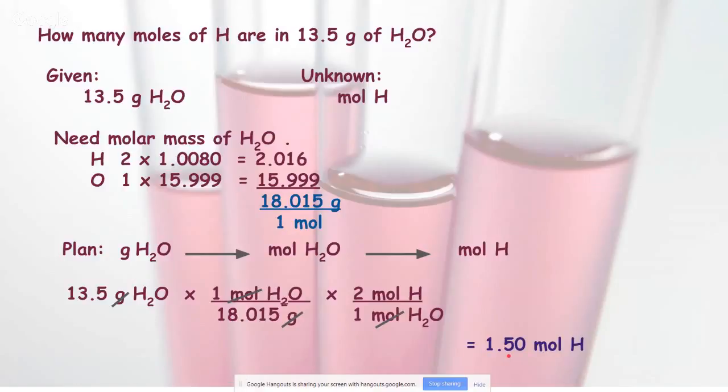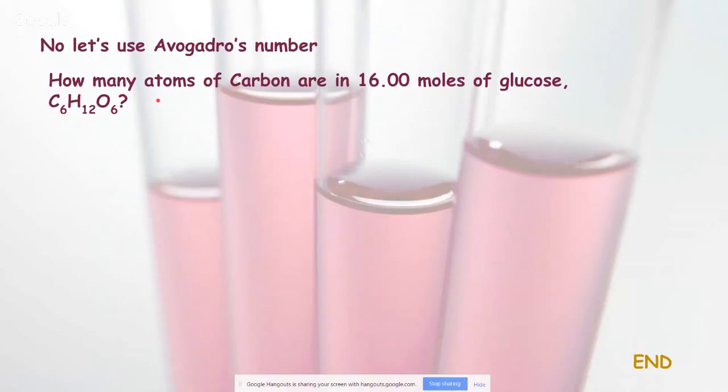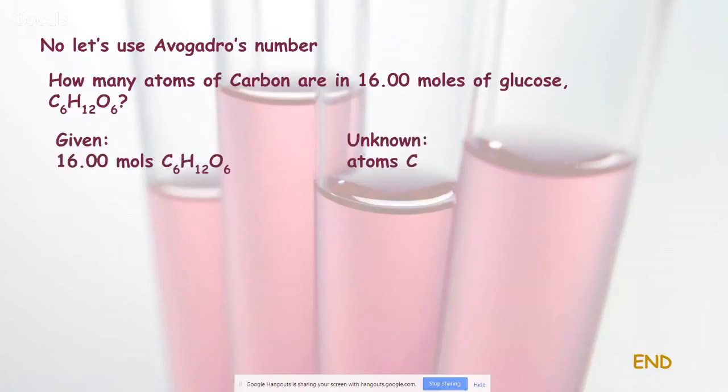Okay, let's take a look at another example using Avogadro's number. We want to know how many atoms. Remember, atoms is a particle, so that's what we have to use Avogadro's number for to find the number of atoms of carbon in 16 moles of glucose. Now, we have the chemical formula for glucose, C6H12O6. Okay, so given and unknown, and then set up our plan.